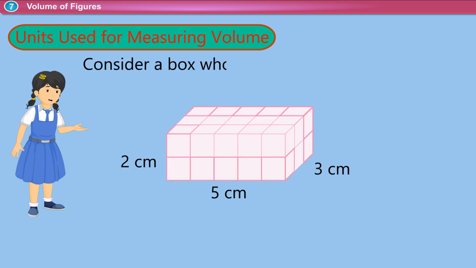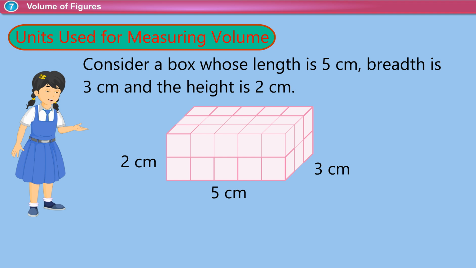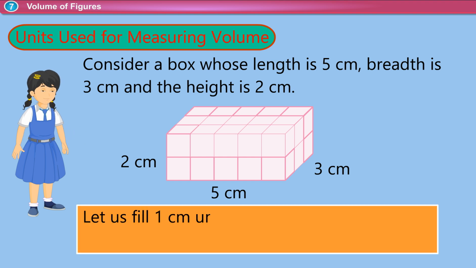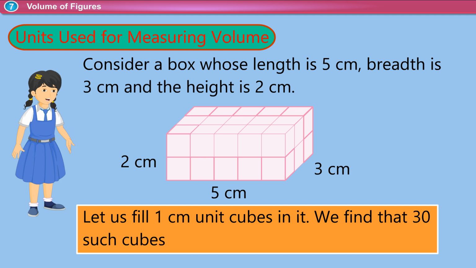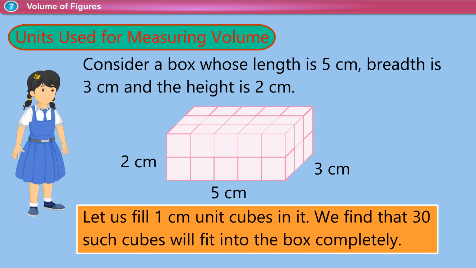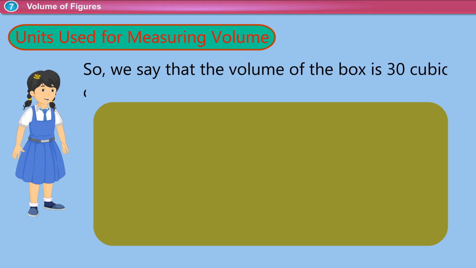Consider a box whose length is 5 centimeters, breadth is 3 centimeters and height is 2 centimeters. Let us fill 1 cubic centimeter unit cubes in it. We find that 30 such cubes will fit into the box completely. So, we say that the volume of the box is 30 cubic cm.